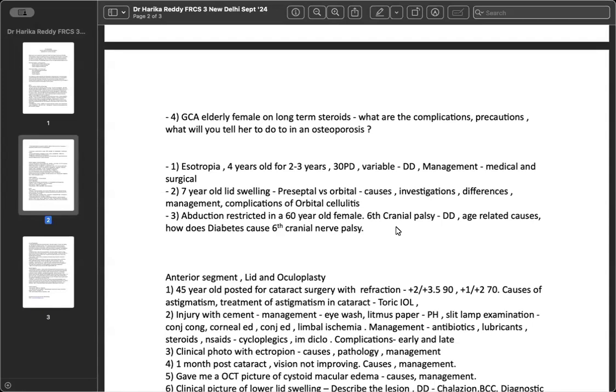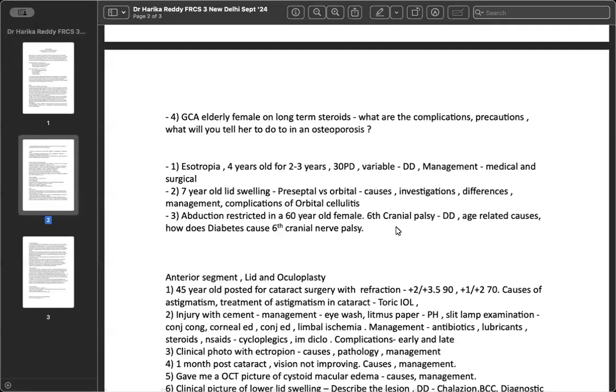And once you find out the cause, you treat the cause. Complications of orbital cellulitis are basically loss of vision. If it's untreated, it can even spread intracranially; there can be intracranial extension.